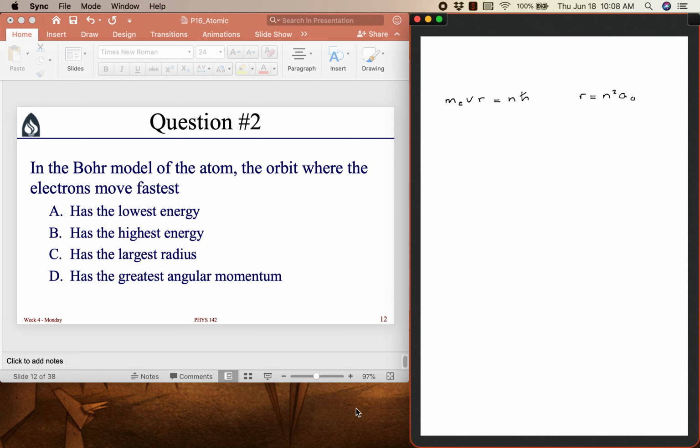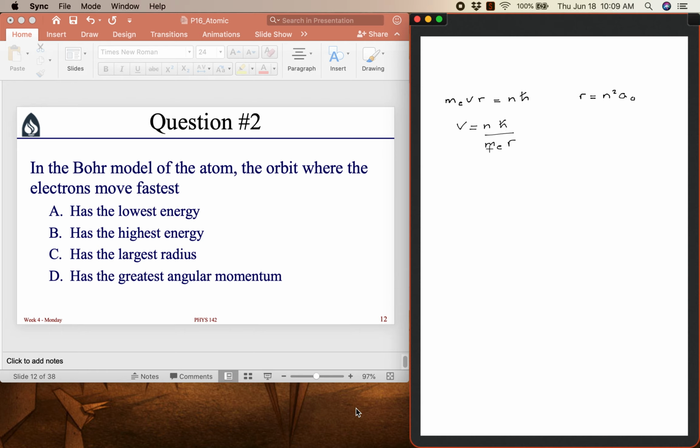Where do the electrons move the fastest? Well, according to the fourth postulate, we have this expression here, which says that the angular momentum of an orbit is equal to an integer number of h bars. And if we solve this expression for the velocity, so we want to find where the electrons are fastest, the velocity of the electrons is going to be equal to n h bar over the mass of the electron times the radius.